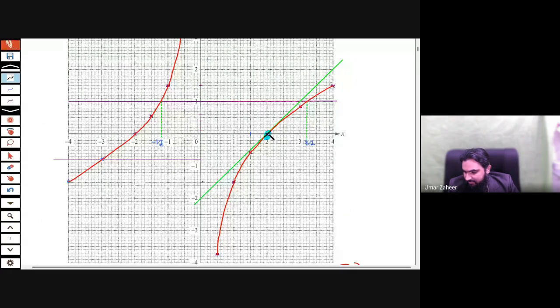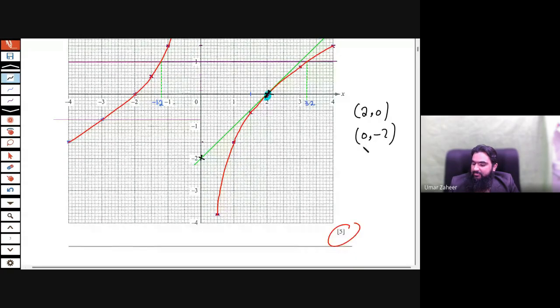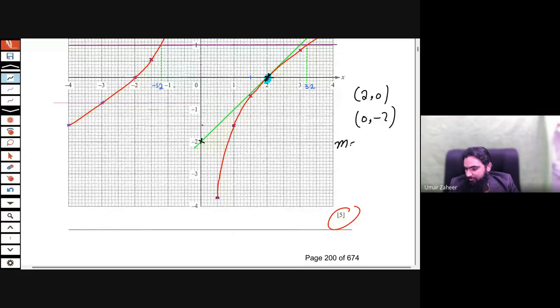The one itself, 2,0, or you can choose this one, 4,2, or you can choose this one as well, because at this exact point you have 0, -2. So I'm going to choose 2, 0 and 0, -2. We have to find the gradient. So the gradient will be equal to y2 minus y1, so 0 minus -2, divided by x2 minus x1, so 0 minus 2. So 2 divided by -2.